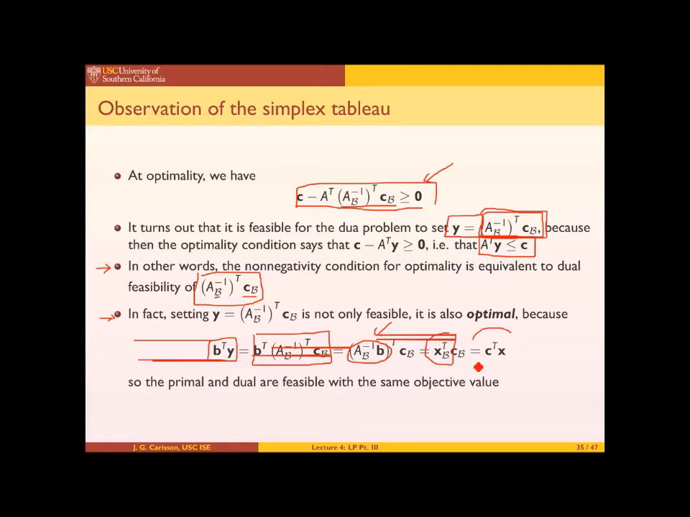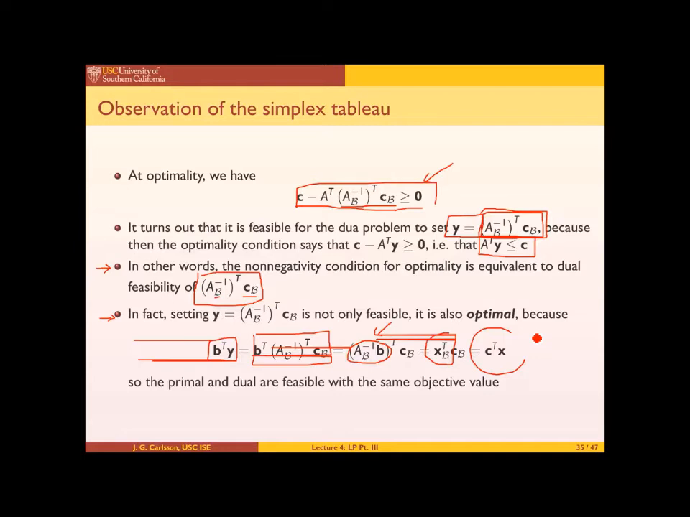Okay, a lot of steps there. Don't worry about that. I just want to drive that point home that once you solve the primal problem and you have that simplex tableau in front of you, you can immediately solve the dual problem. You can immediately get an optimal solution to that dual problem, which is pretty nice.